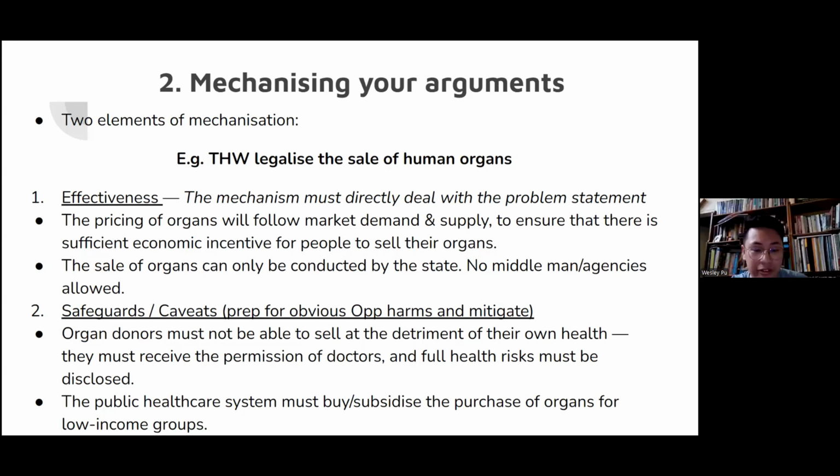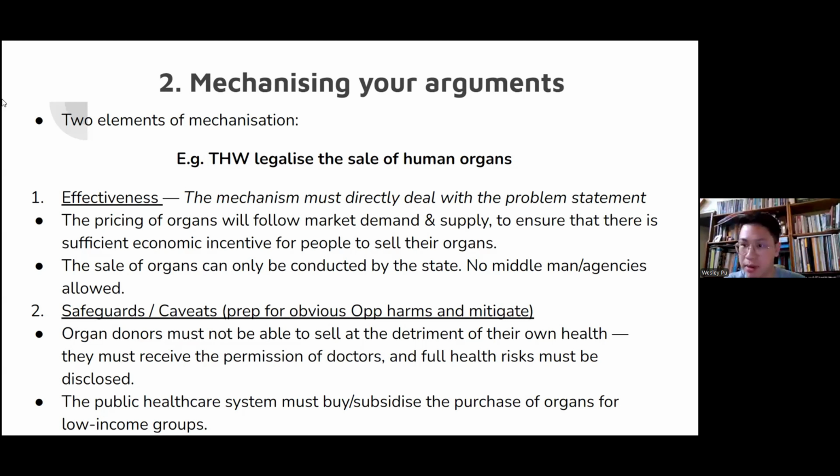And then the public healthcare system must buy and subsidize the purchase of organs for low income groups. So if you're poor and you need a kidney, the state should give you a discount on the kidneys that you're buying. So this is to prevent opposition from saying, oh, but then what if the poor people can't afford these kinds of things because they're all going to be really expensive? Okay, here's the way that becomes less expensive for these people. And by doing this, it allows you to at least focus the debate on what you should analyze to be the more important things, rather than allowing yourself to be sucked into opposition's world and arguing those things that they think are important.